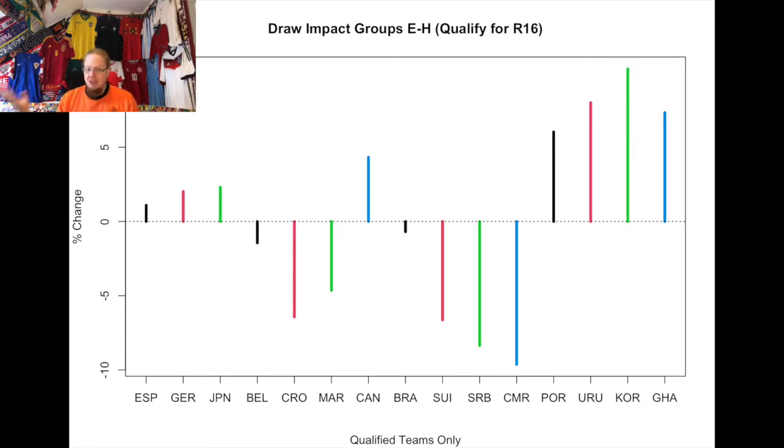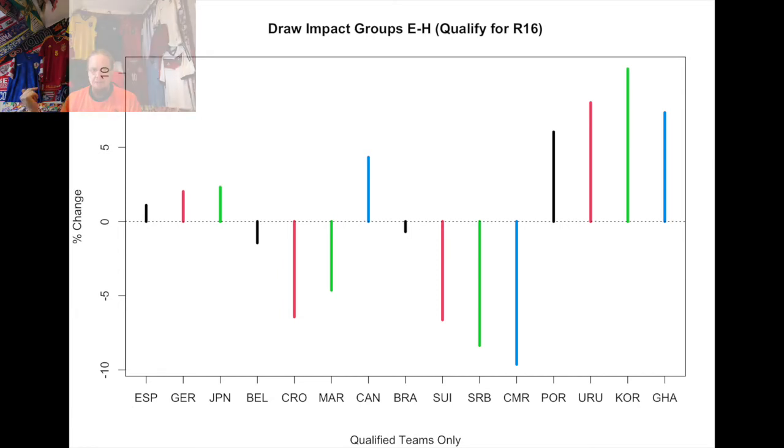happy. Conversely, we already saw Portugal, Uruguay and Ghana all very, very happy. All their chances of advancing boosted over what could have happened. And so when I said the draw actually boosted the chances of advancing considering all the other permutations that could have happened, this is now the draw impact for advancing to the next round.